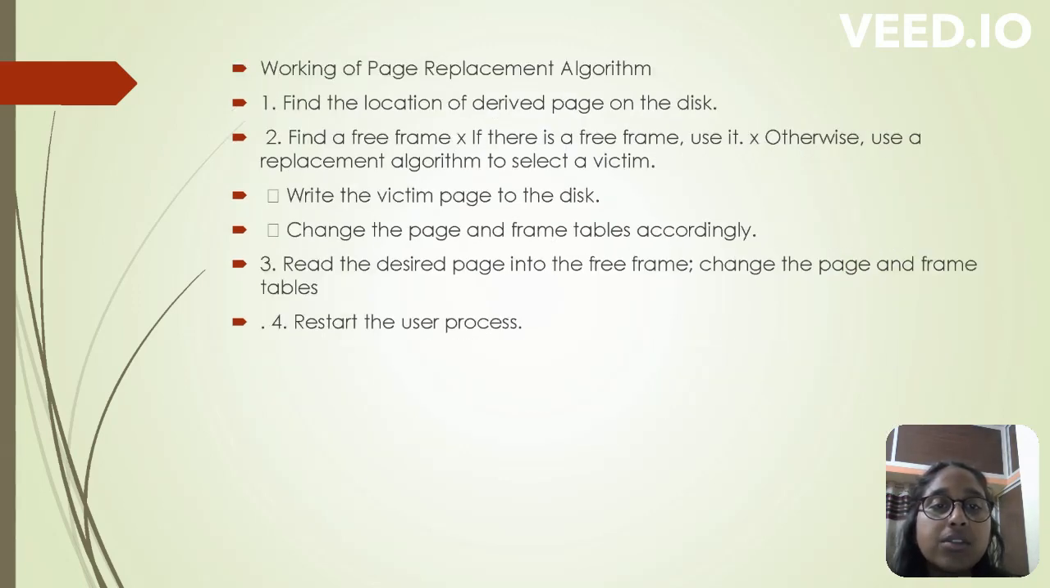Working of the page replacement algorithm. Find the location of the desired page on the disk. Find a free frame: if there is a free frame, use it; otherwise use a replacement algorithm to select a victim and write the victim page to the disk. Change the page and frame tables accordingly. Next, read the desired page into the free frame. Change the page and frame tables. Restart the user process.